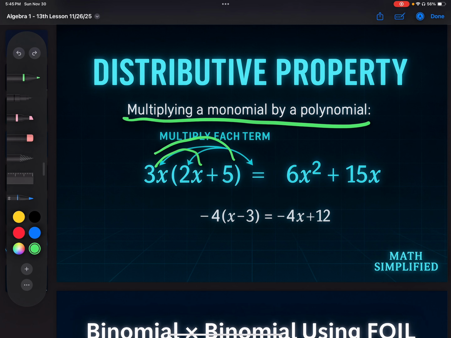Here we also have another example, which is -4. You have to distribute it to the x and also to the -3. So -4 times x would be -4x, and -4 times -3 would be +12.